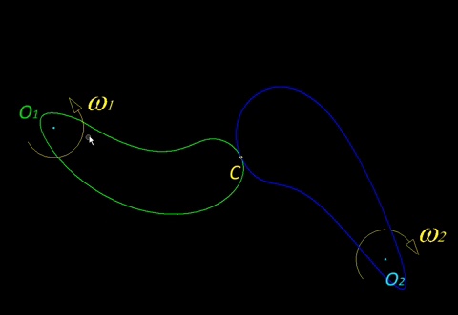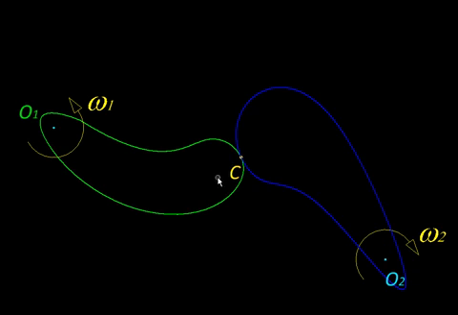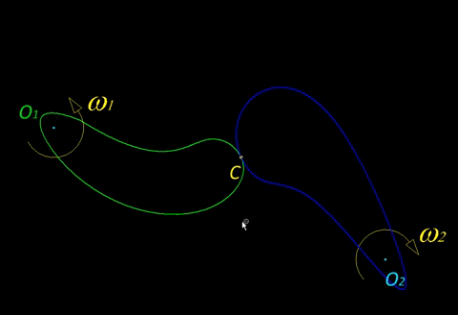Now the green body is rotating with angular velocity omega 1, and because it is making contact with this blue body at C, it pushes it and makes it rotate at angular velocity omega 2. If these were nice gears, then the ratio omega 1 to omega 2 would remain constant, and we are going to find the condition which would make it so.